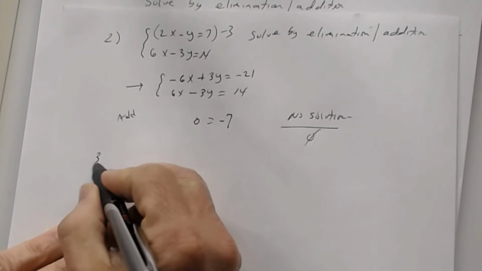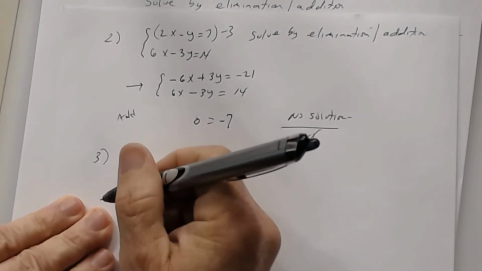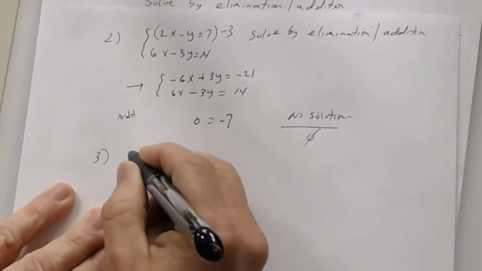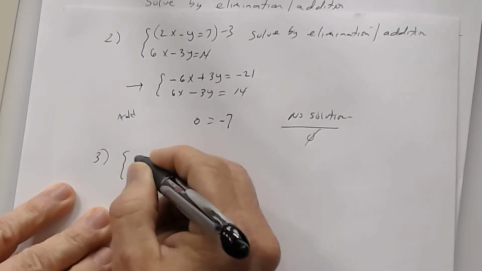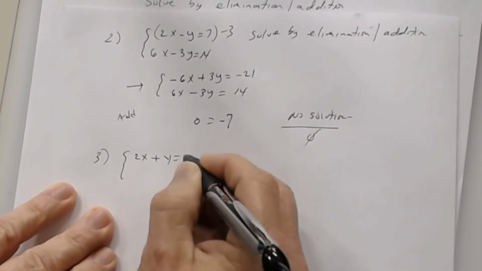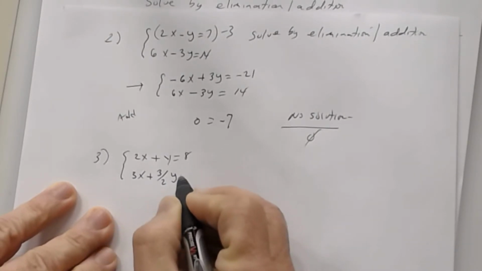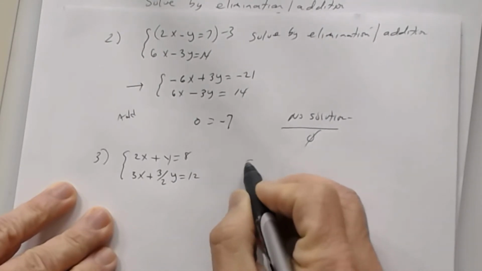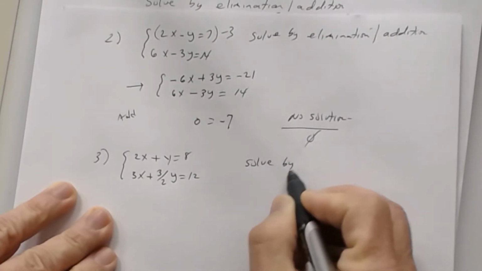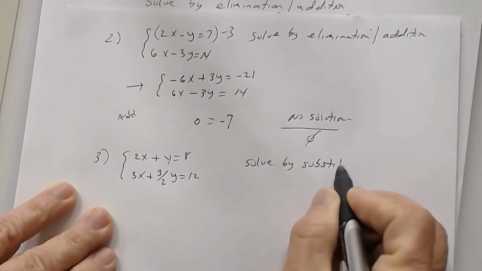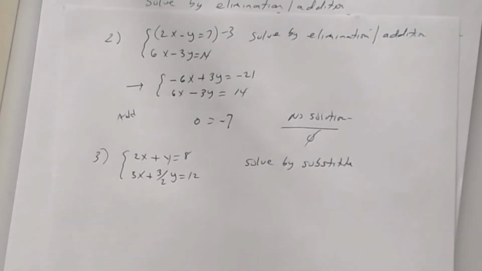All right. Number 3, we're going to do one more, and then we're going to start talking about functions. 2x plus y equals 8, and then 3x plus 3/2 y equals 12. I'm going to solve by substitution. All right, so let's do this by substitution.